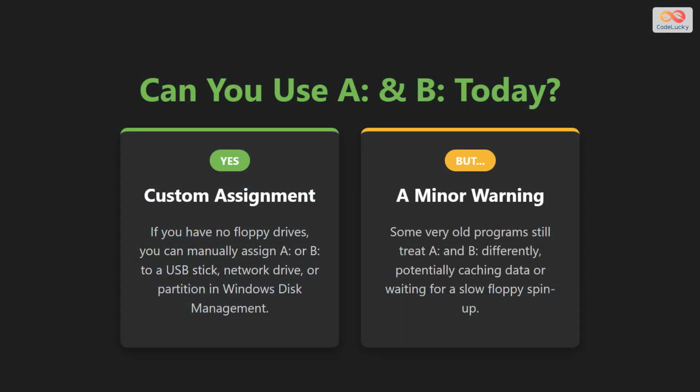The good news is that these letters aren't forbidden. If your computer doesn't have floppy drives, Windows allows you to assign the letters A and B to other devices. You can use them for a USB thumb drive, a network folder, or a secondary partition. However, most people avoid them out of habit, or because some very old software might still behave strangely when accessing them.